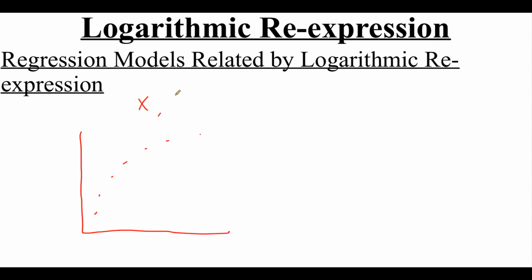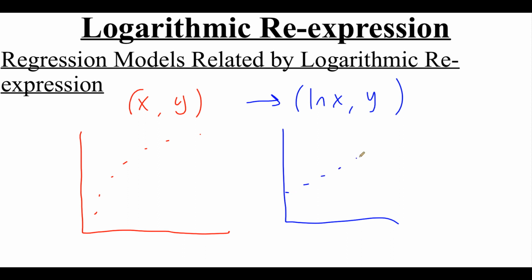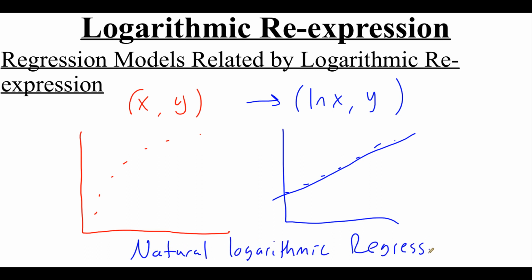And these are just general x and y ordered pairs. But we're going to re-express this data by doing a natural log of either the x, the y, or possibly both to see if it linearizes our data. So when you're doing your linearization, let's say we were just doing the natural log of x, if that produces data that is linearized or looks like a straight line, then that tells us that natural logarithmic regression would be appropriate.